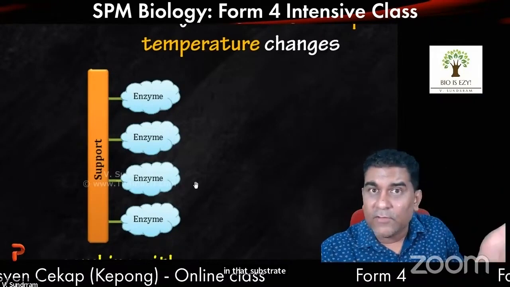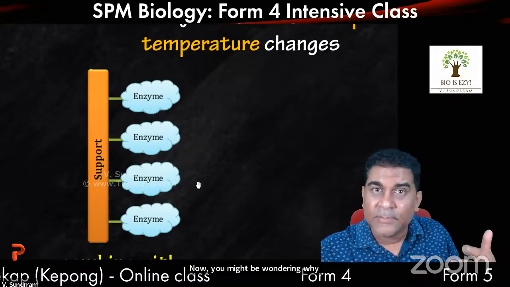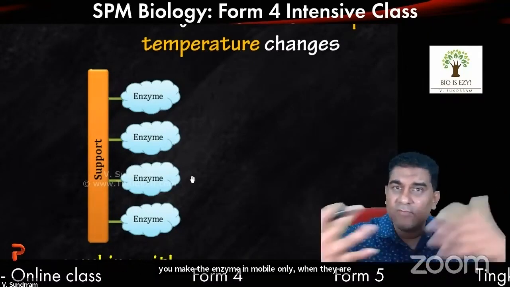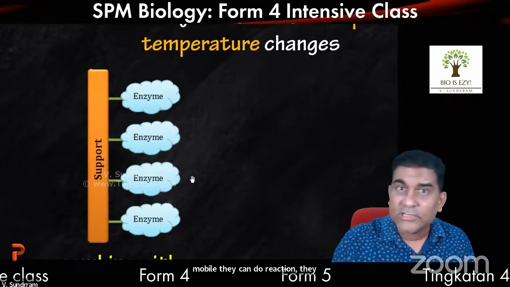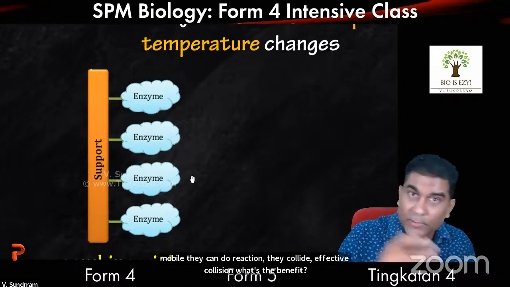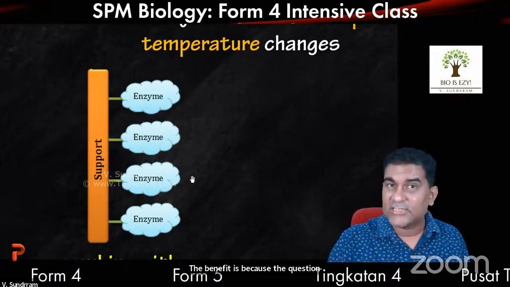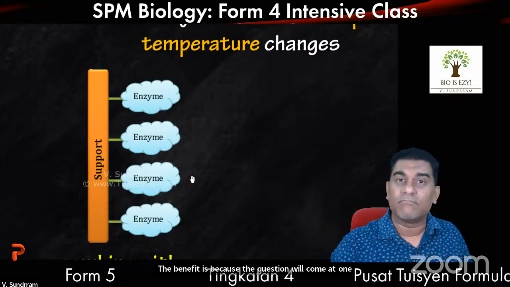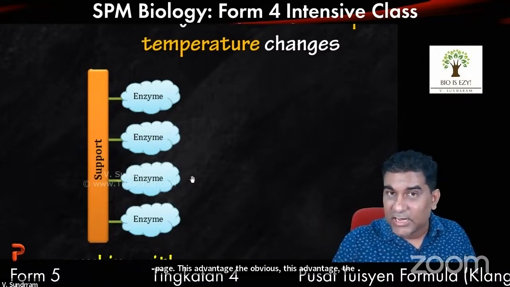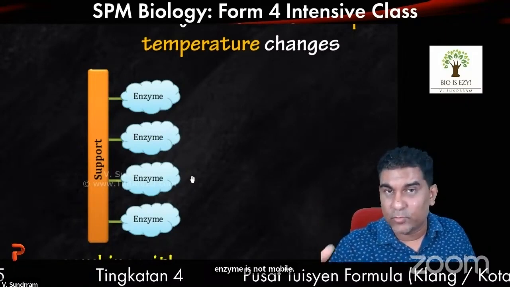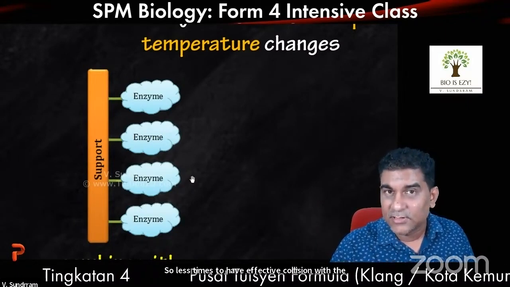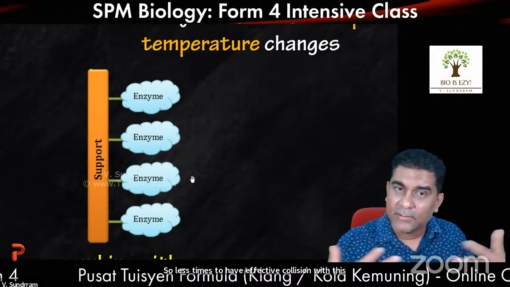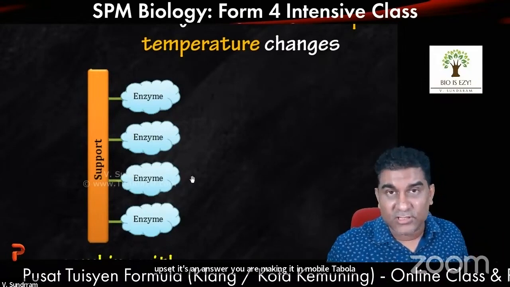Now you might be wondering, why do we do this? Why should you make an enzyme immobile? Only when they are mobile, they can do reaction. They collide, effective collision. What's the benefit? The benefit is, because the question will come, advantage, disadvantage. The obvious disadvantage, the enzyme is not mobile, so less chance to have effective collision with the substrate. That's an answer. You are making it immobile, tak boleh bergerak, so kurang perlanggaran berkesan, effective collision.